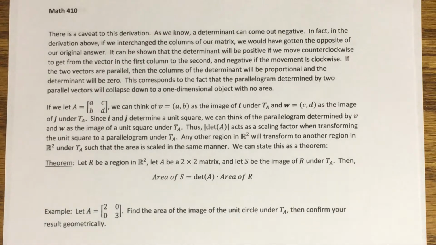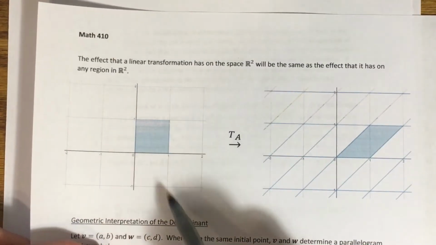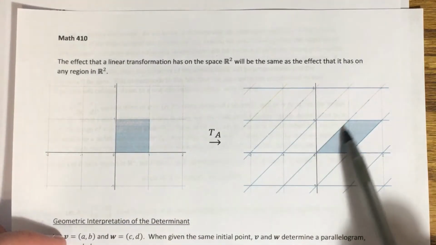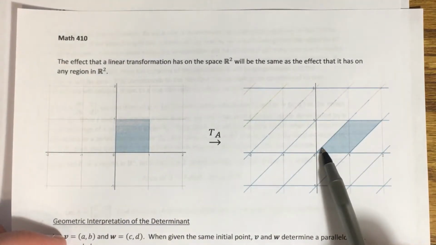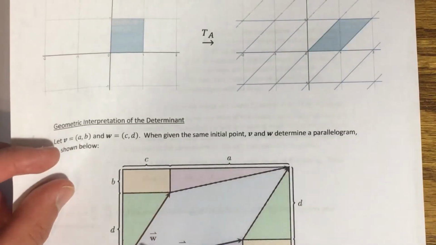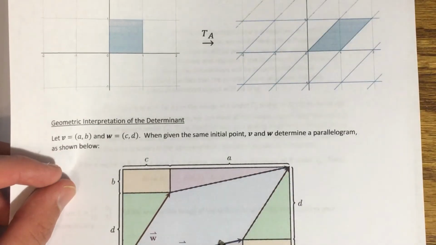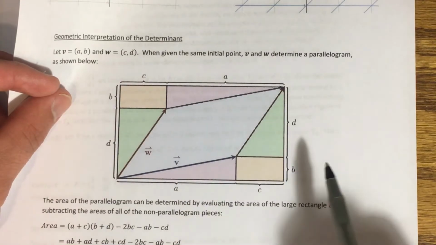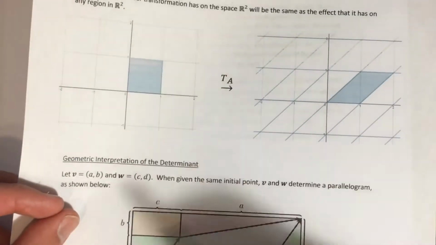So we showed that if you take the unit square in 2 space, and if we plug it into a transformation, we get a parallelogram. And then we showed if you have a parallelogram determined by 2 vectors, the absolute value of the determinant of those 2 vectors is the area of that parallelogram. So how do we unite these 2 concepts?